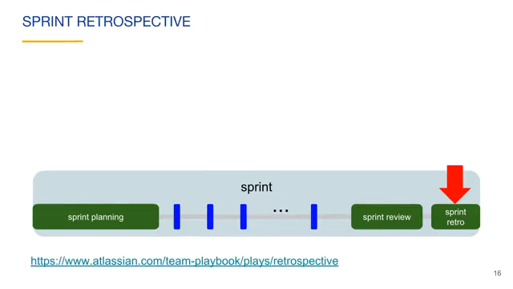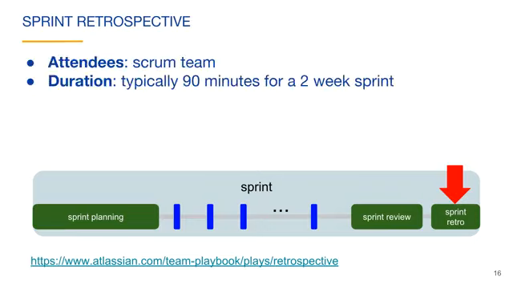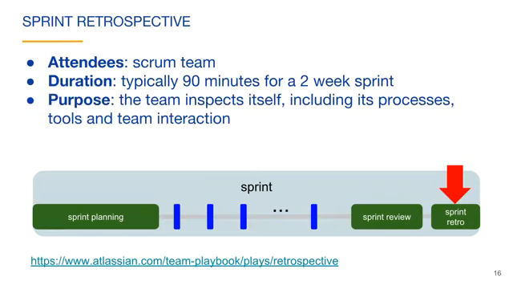The sprint retrospective is the last event of the sprint. The Scrum team attends the retrospective. The meeting typically takes 90 minutes for a 2-week sprint. The purpose of the meeting is for the team to inspect itself, including its processes, tools, and team interaction. The retrospective is a positive meeting containing constructive feedback. Everyone should always remember that they are part of a team. The Scrum Master usually helps make sure that this is a positive meeting.